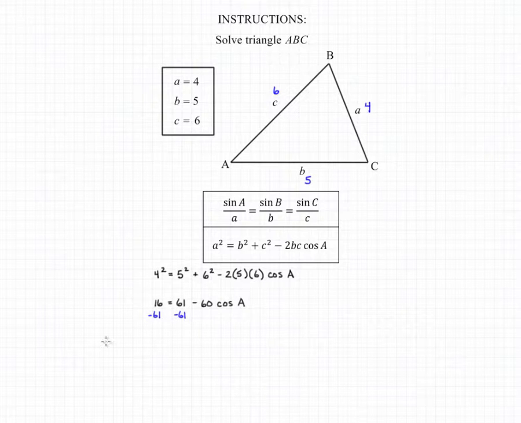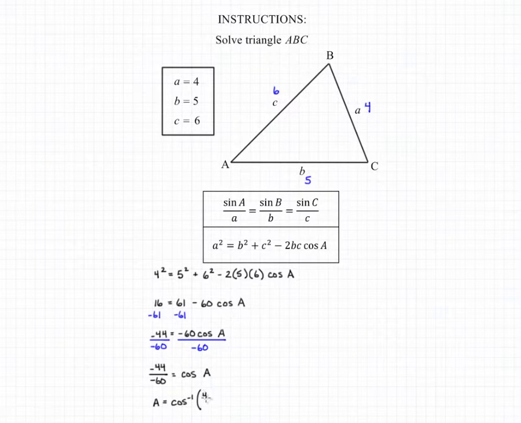We can subtract 61 from both sides of the equation, which will give us negative 44 is equal to negative 60 times the cosine of A. We can then divide both sides of that equation by negative 60, and that will give us negative 44 over negative 60 being equal to the cosine of A. If we take the arc cosine or inverse cosine of both sides, we get that A, the angle, is equal to the inverse cosine of 44 over 66, or approximately 42.8 degrees, which we can add to our diagram.